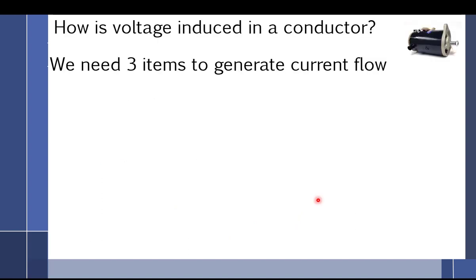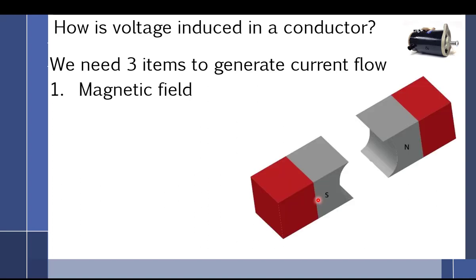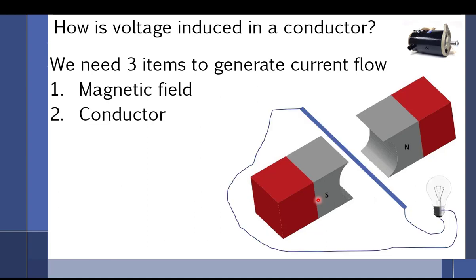All right, why does it do that? So we'll just kind of have some fun with this. How is voltage induced in a conductor? You need 3 items to generate current flow. Care to guess what those 3 items are? Coil. A magnet, a coil. Magnetic field was correct. Number 2, coil of wire, conductor. And 3, motion. Okay? If you have those 3 things, you are going to get electricity.